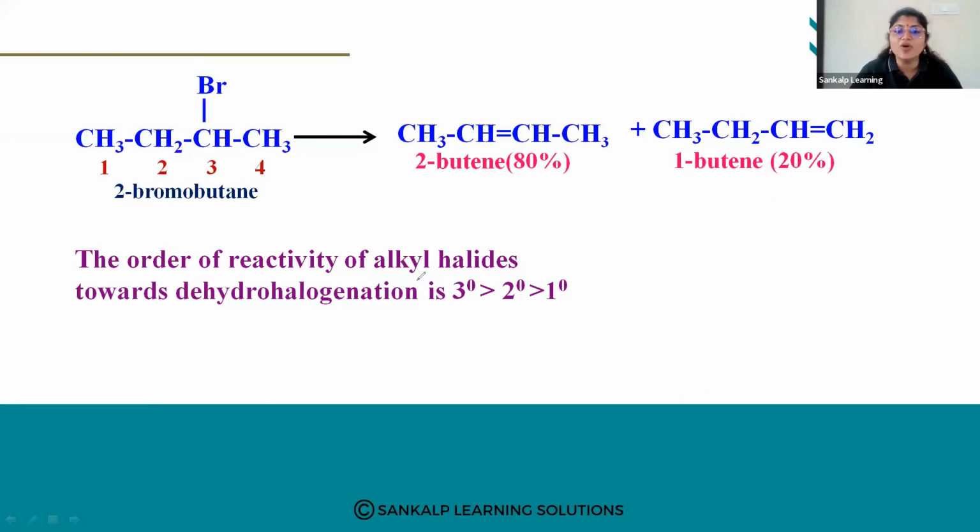The order of reactivity of alkyl halides towards dehydrohalogenation is tertiary, which is more reactive than secondary, and then primary. So this is the reactivity order. Just remember one thing: which is the reagent used for dehydrohalogenation? Alcoholic KOH.